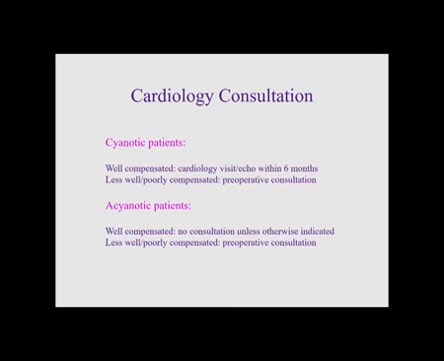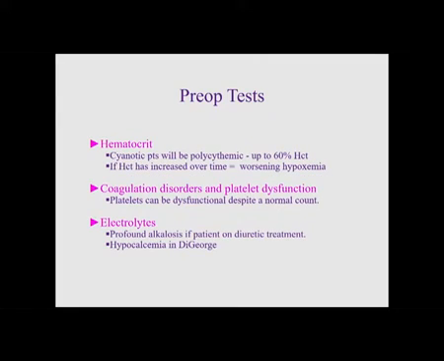So here's an idea of when you would need a cardiac consultation. In cyanotic patients, it should be done within the last 6 months, even if they're well compensated, and of course, if not, it should be done immediately preoperatively. For the acyanotic patients, same, well compensated or less compensated; the consultation should be immediately pre-op for the poorly compensated. You need to look at the hematocrit. Cyanotic patients specifically can have a very high hematocrit, and if you follow the increase of the hematocrit over time, if you have access to these data, it gives you an idea whether the hypoxemia is worsening or not.